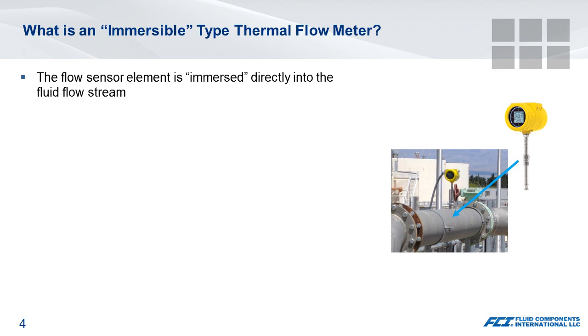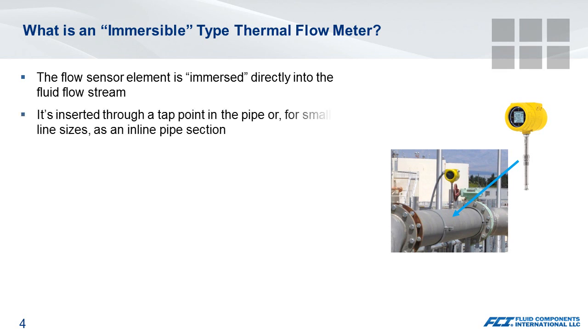We're talking about an immersible type that's put directly into the flow stream, and it's put into the flow stream either through a tap point installed on the pipe, or for smaller line sizes, an inline spool piece type section that's inserted as a spool piece into the pipe. In a single point flow meter, the flow element is inserted to the center point depth inside the pipe. The product is looking for a fully developed flow profile at the center point of the pipe.